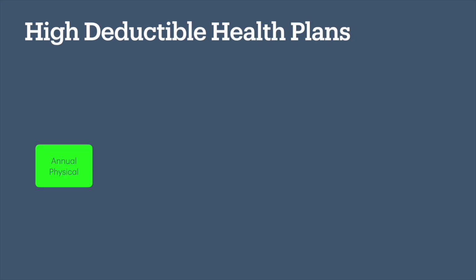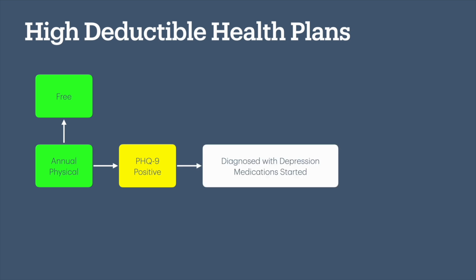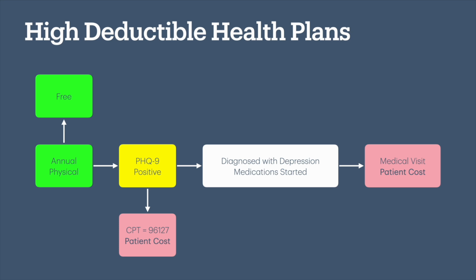According to the Affordable Care Act, preventive care services such as an annual physical are provided at no cost to the patient. However, if a person screens positive for depression during an annual physical, the doctor needs to diagnose and treat depression to comply with the depression screening quality measure. This then becomes a billable medical visit and can result in substantial out-of-pocket costs for patients, especially those with high deductible plans. Also, when performing depression screening, PCPs often use a CPT code of 96127, which informs the payer that they performed depression screening. Often, this cost is also passed along to the patient.